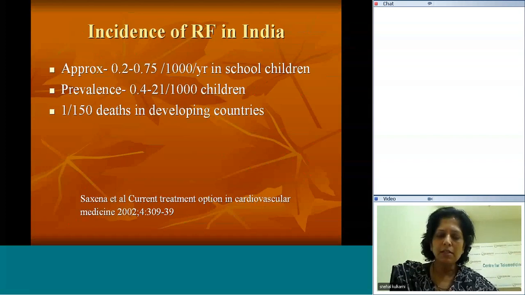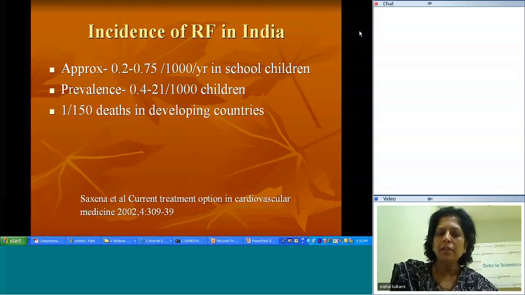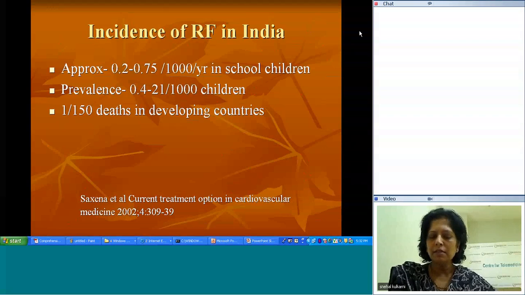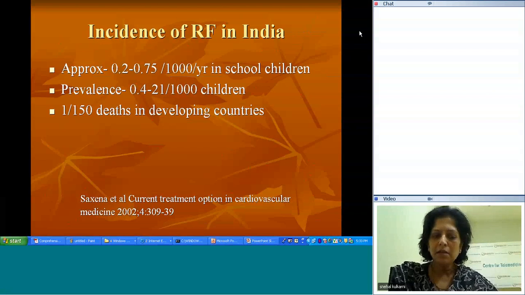The incidence of rheumatic fever in India, with the reference taken from an Indian study by Dr. Anita Saxena, is 0.2 to 0.75 per thousand per year for children. Prevalence is 0.4 to 21 per thousand in school-going children, and it still contributes around 150 deaths in developing countries. So it's quite a significant number as far as mortality and morbidity are concerned.